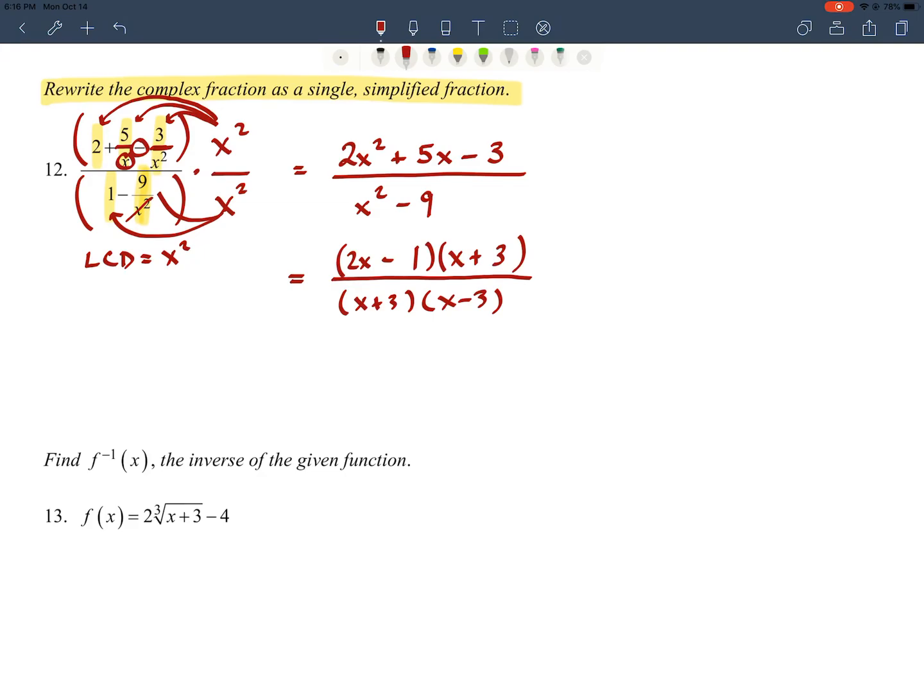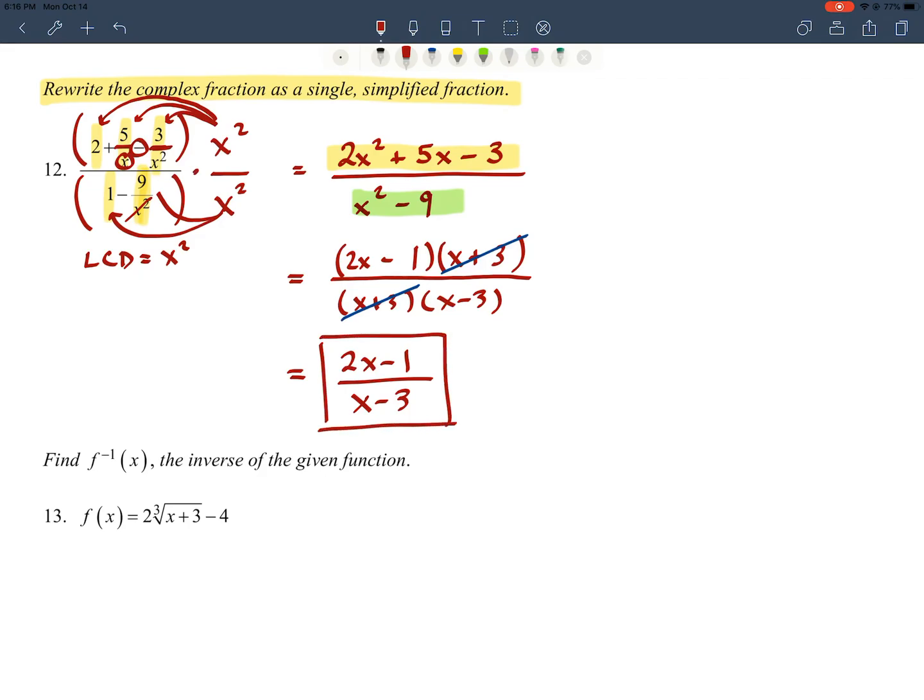And that should give us, if we FOIL it out, what we have up above, the 2x squared plus 5x minus 3. If we multiply what's in the bottom, x plus 3 times x minus 3, it should get us back to x squared minus 9. So when we look at it here, we're looking at simplifying, common factors there. X plus 3 and x plus 3 can cancel out. And we are left, in the end, with a 2x minus 1 over an x minus 3. And that is our simplified answer.